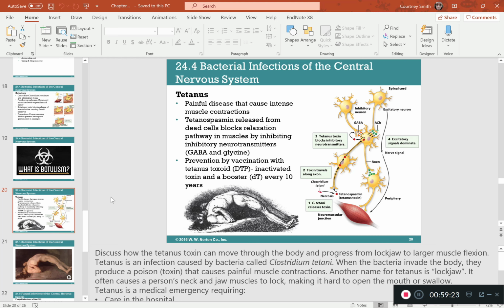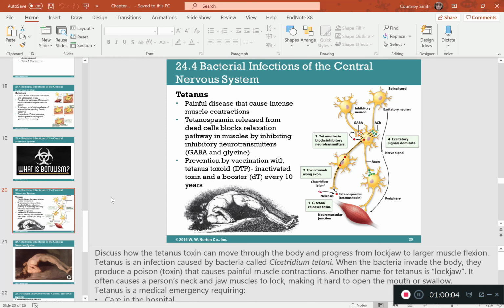This is when the bacteria invades your body and produces a toxin that causes very, very intense muscle contraction. Generally, the first muscle that will be affected is your jaw, so that's why it's also called lockjaw. This is where the muscles in your neck and your jaw will lock up, and it's very, very difficult to open or swallow. Tetanus is a medical emergency, and the doctor will treat you a lot of times with the antitoxin as well, with the immunoglobulin inside of it.